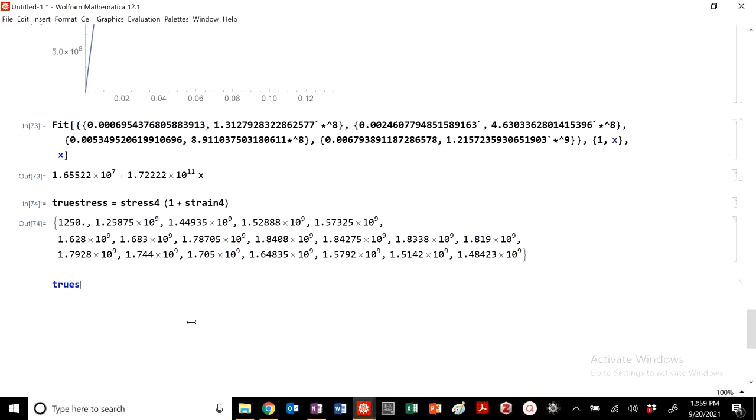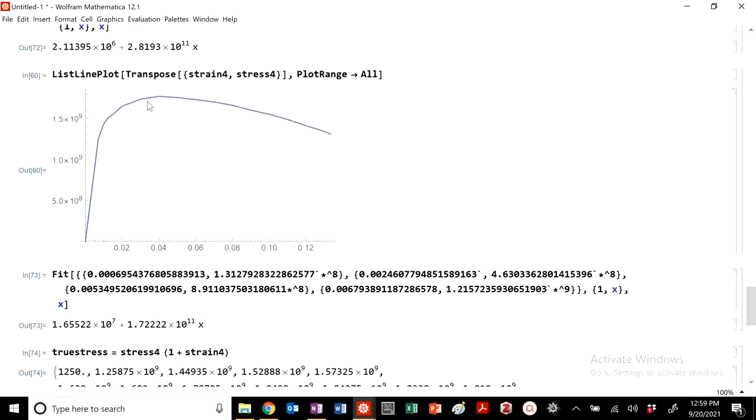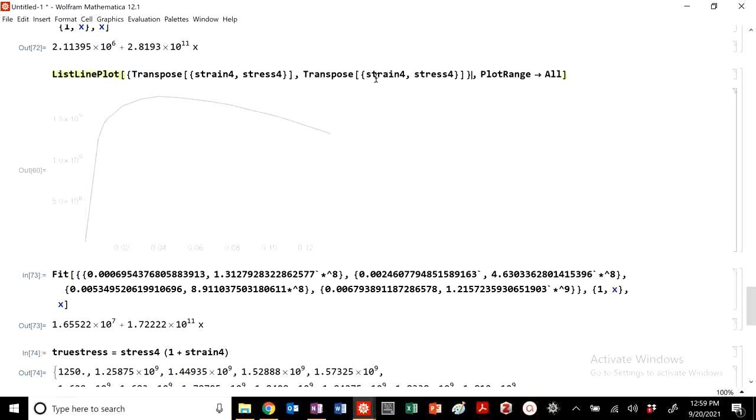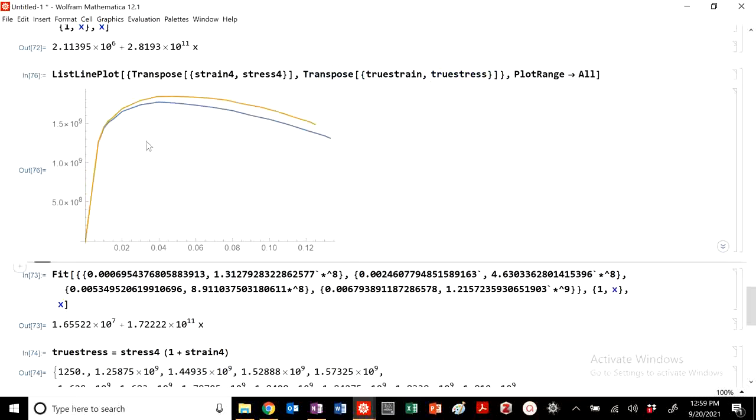So that's my true stress. True strain, we saw, was simply the natural log of 1 plus my engineering strain 4. So true stress, true strain, I could transpose this, and I could also transpose this one as well. We'll plot these together. True strain, true stress. Voila. So you see the value is always higher than your engineering stress, which makes sense. So you can do that for all the other values.